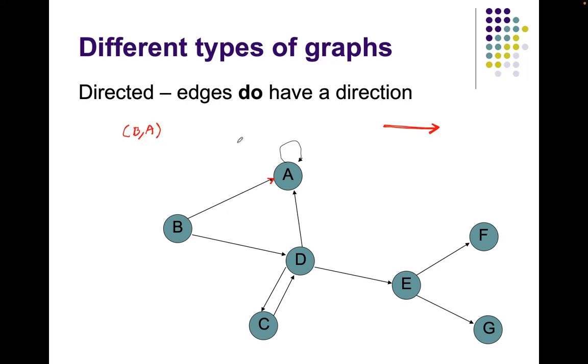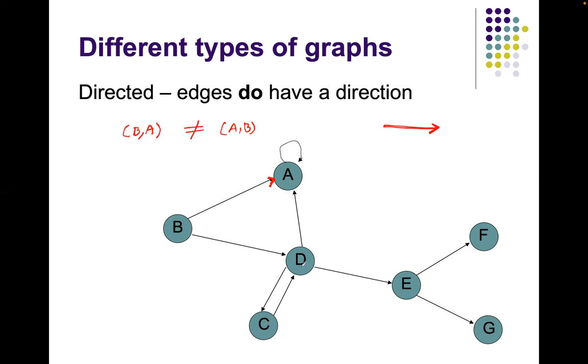So in a directed graph, each edge has a direction, okay? And the direction is very important because here BA is not the same as AB, okay? So in this graph, you can see that we do not have AB, okay?